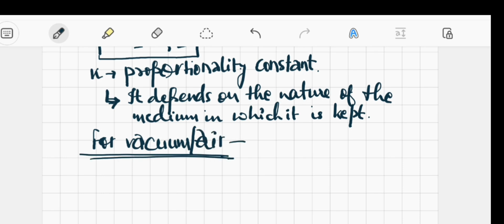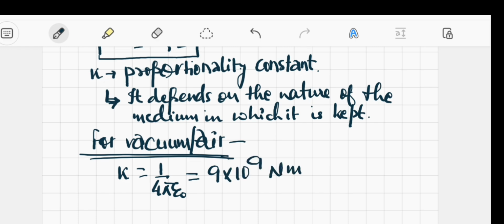In that case, the value of k, that is equal to 1 by 4 pi epsilon naught, will be equal to 9, which is somewhere around 8.99, but approximately we take it as 9 into 10 to the power 9 Newton meter square per Coulomb square. And this epsilon naught is nothing other than the absolute permittivity.